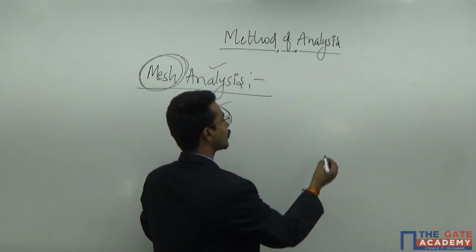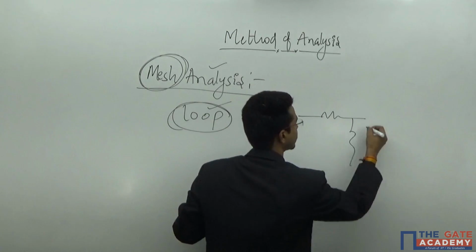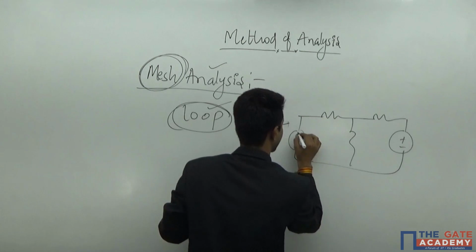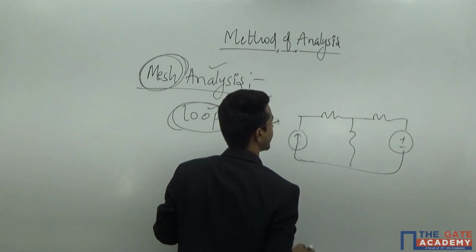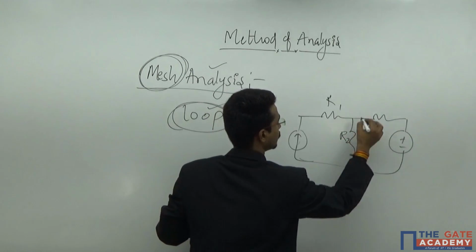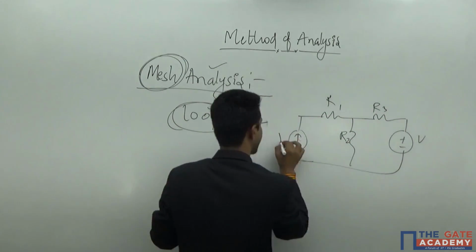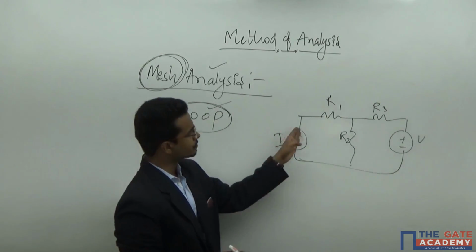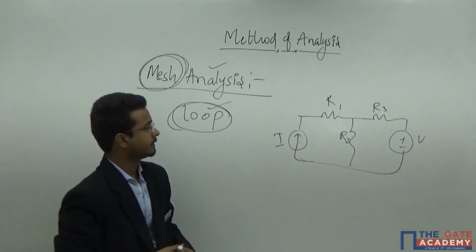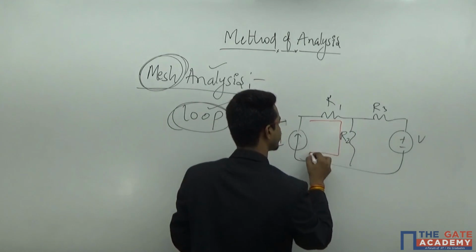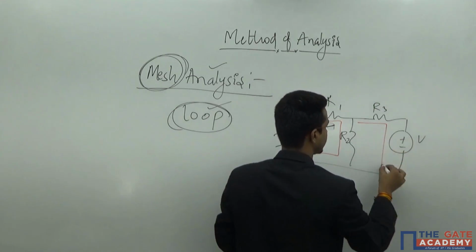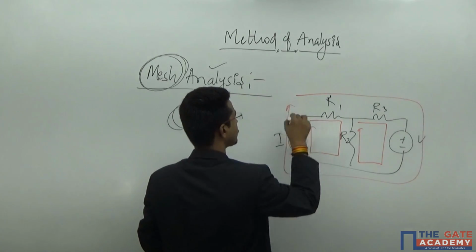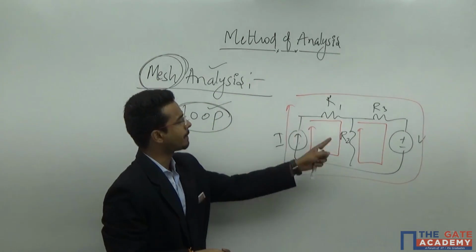Loop means any closed path in a network like this. If you have a particular network like this, where this is a current source, and here you have R1, R2 and R3 and V and I. That means if you have such a network where any closed path exists, this one is my first loop, this is my second loop, and this outer one is my third loop. That means I have 3 loops in my particular circuit.